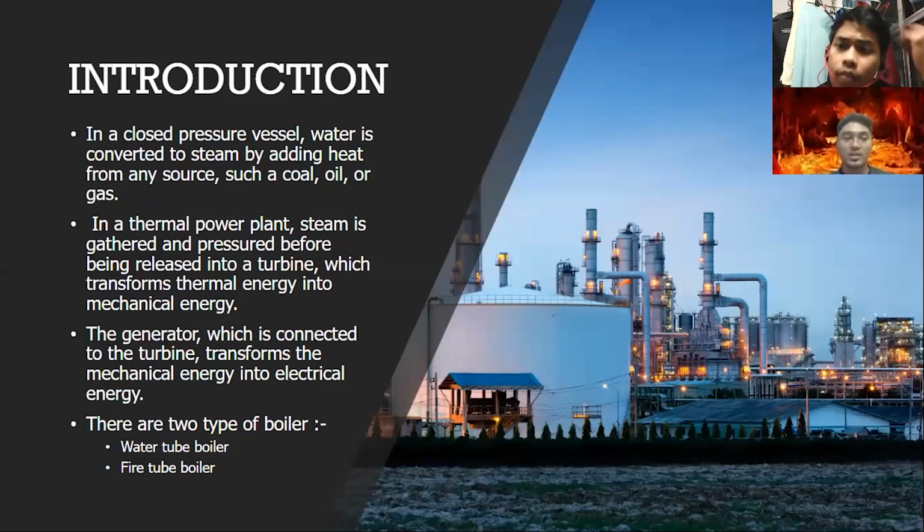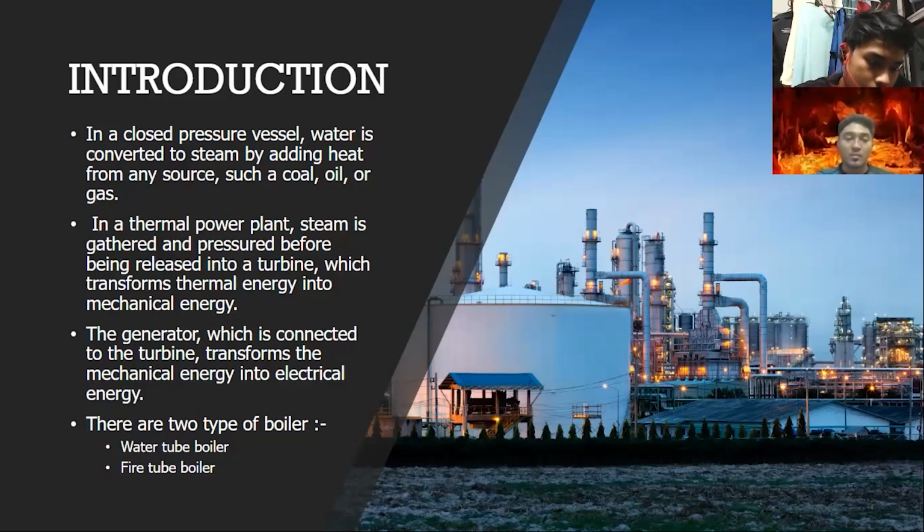A boiler is a closed pressure vessel. That means water is converted to steam by adding heat from sources such as coal, oil, or gas. In a thermal power plant, the steam is gathered and pressurized before being released into the turbine, which transforms the thermal energy into mechanical energy. The generator, which is connected to the turbine, transforms the mechanical energy into electrical energy.